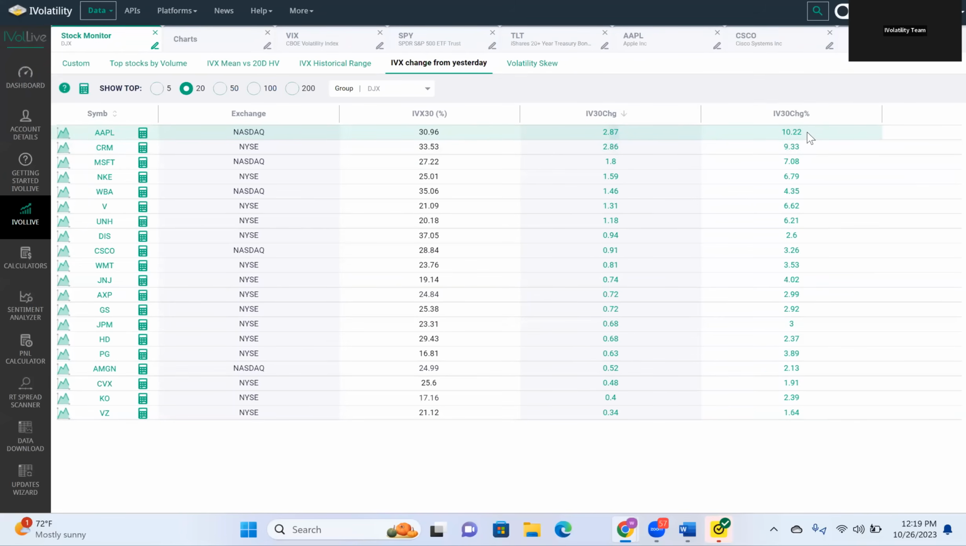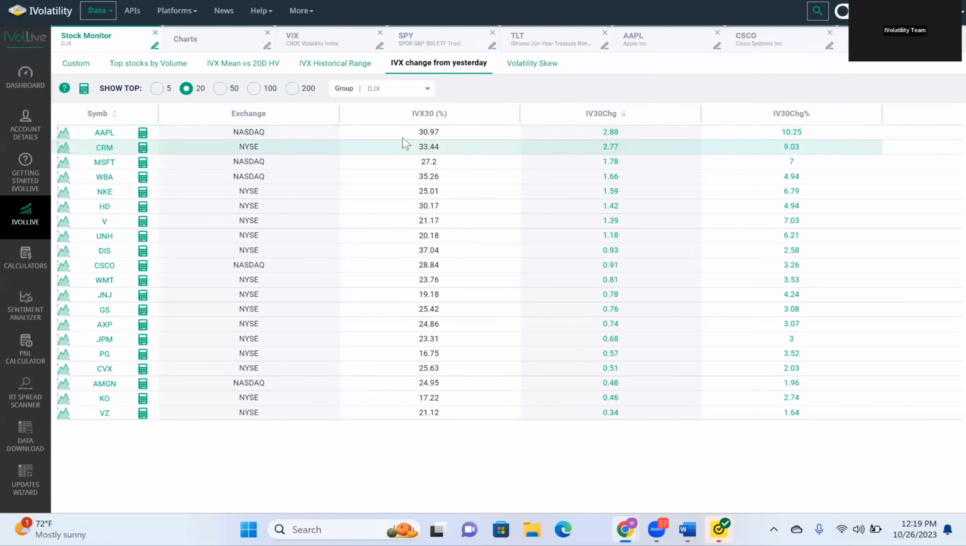And then the change percentage, right, which we have here, which is about a double-digit jump, which is huge for a stock the size of Apple. So here, there's no hard and fast rule, but if I'm looking for action, I like to see 5% or above day over day in the IVX.